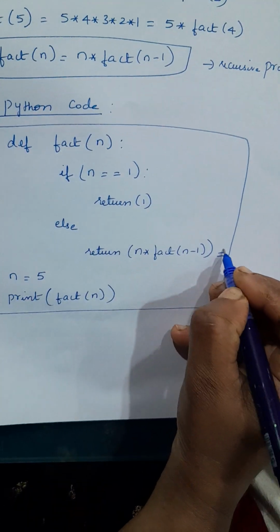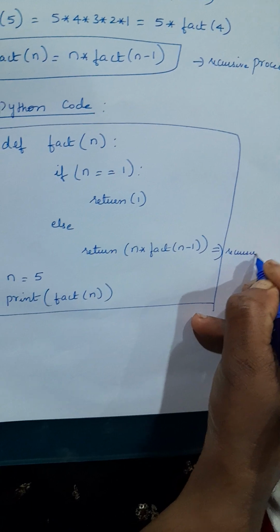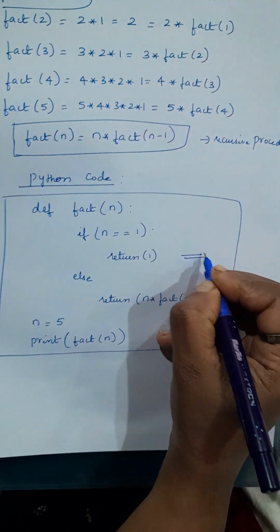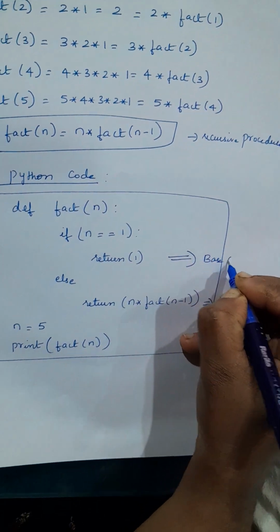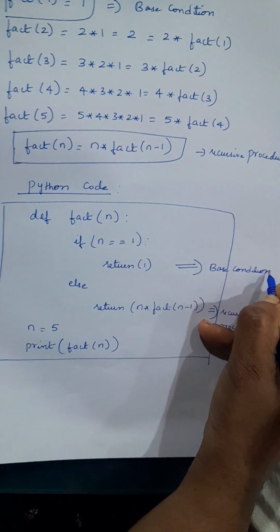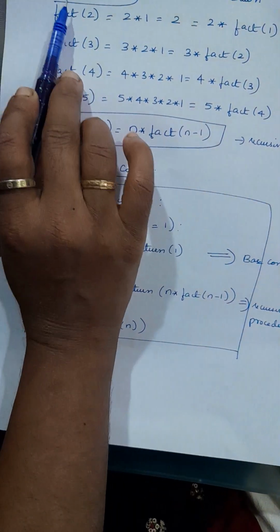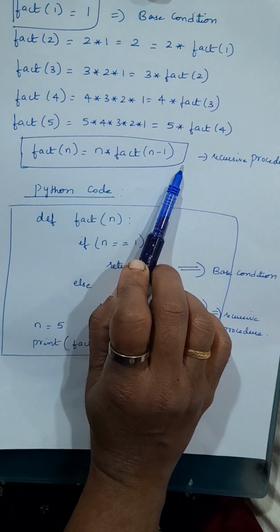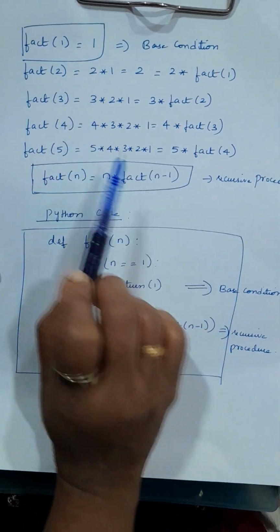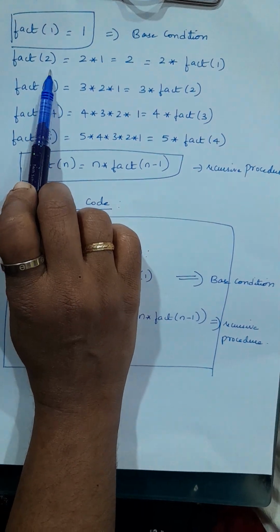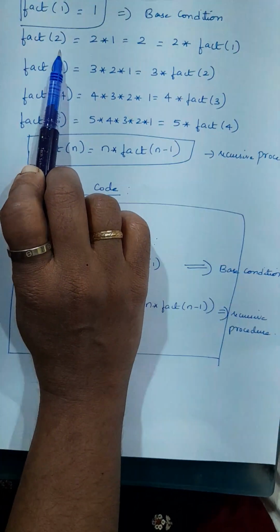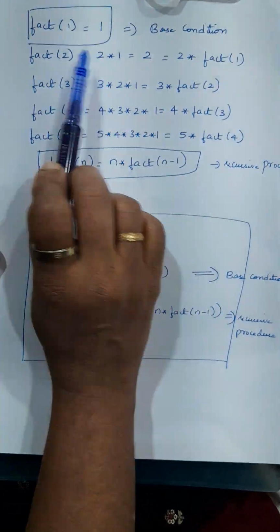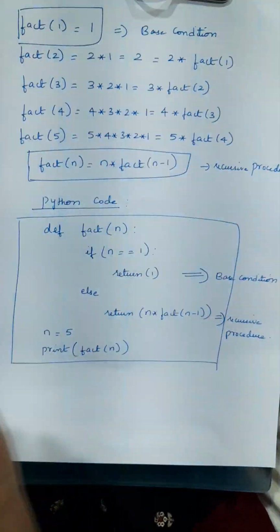Now this is the recursive procedure, which has a base case. This return statement becomes the base condition. I hope it's clear. See here, as per the logic, fact of n is equal to n into fact of n minus 1. But what is fact of 1? It is 1. So the base case, I can consider the value 2 also as the base condition, because it is 2 into 1, which is nothing but 2. But for simplicity, I consider fact of 1 as the base condition.